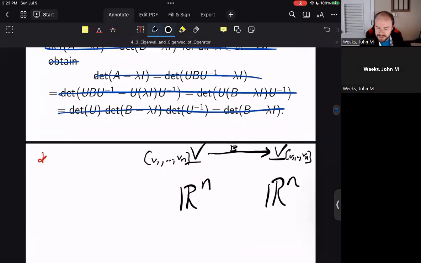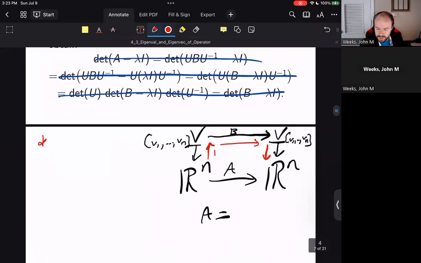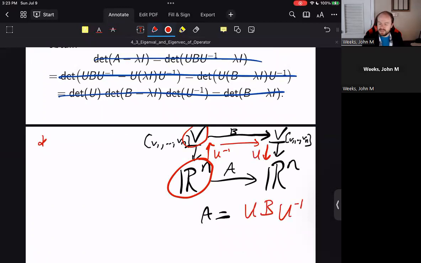Well, I would be looking at my coordinate maps, going down from here to here, and I'd be looking at this operator A. If I want to solve for A here, I would start by looking at what happens when I form the other direction. If I do that, then I'm going to get U inverse, because this is the transition matrix from the old into the new. So this is U inverse first, and then B, and then finally U. So this is the way that we would write this matrix here.